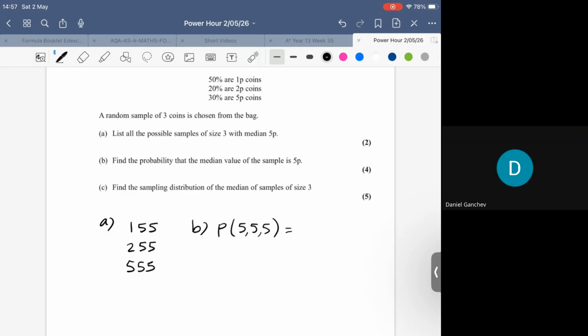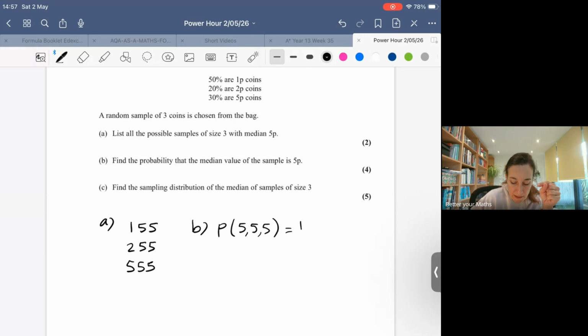Daniel, tell me. Would it be 0.3 cubed? Exactly. Or I would write 1/3, just in case. So 30% of the coins are 5p. So the first coin is a 5 and the second is a 5 and the third is a 5. Every time I say and, I multiply. It doesn't matter how you write it. Now, what about the other two? Because they are slightly different.